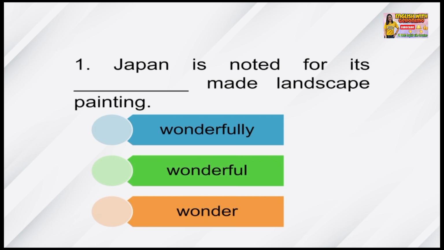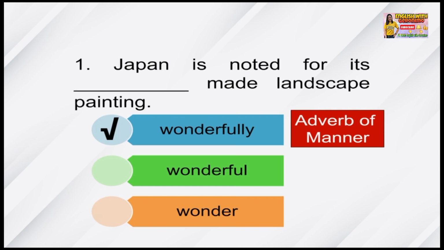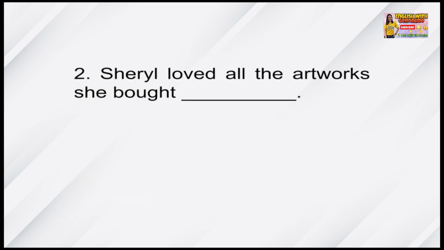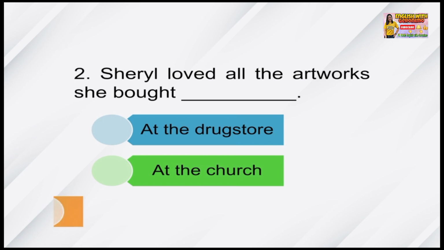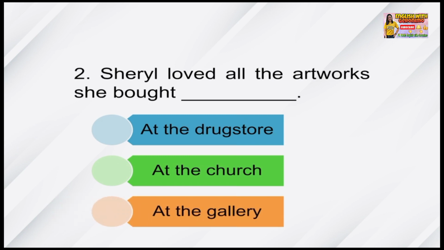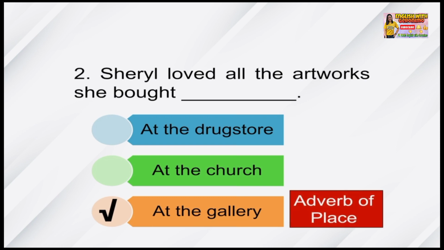The correct answer for the first sentence is wonderfully. This adverb is an adverb of manner. Number 2. Cheryl loved all the artworks she bought blank. At the drugstore, at the church, at the gallery. Cheryl's artworks are bought at the gallery, of course. This is an adverb of place.